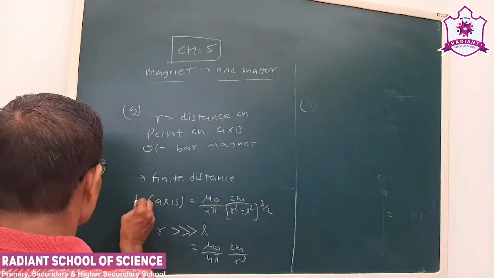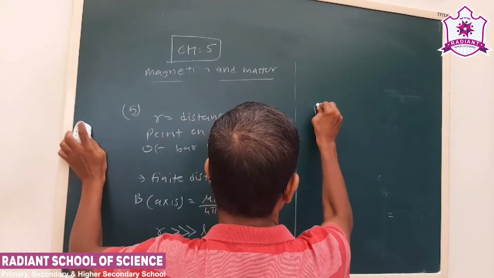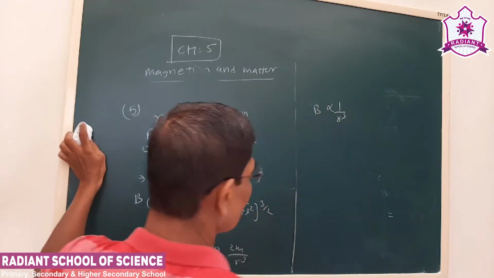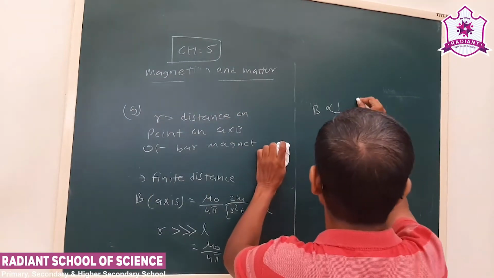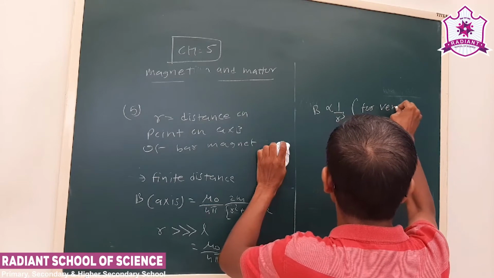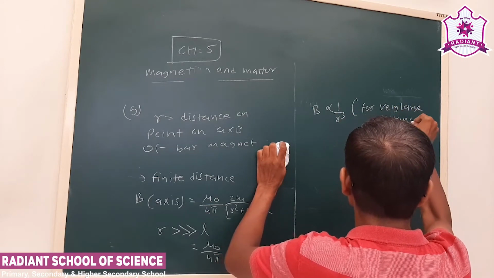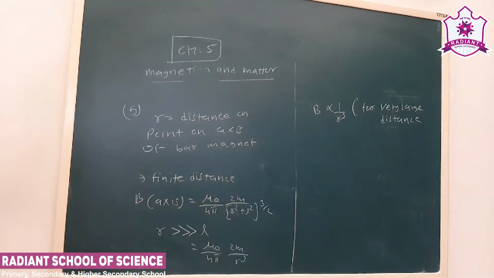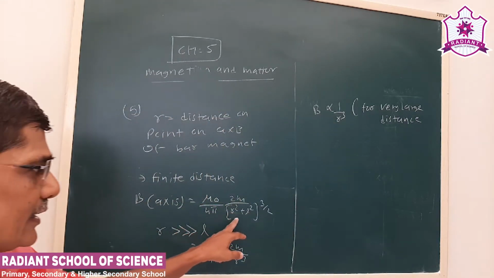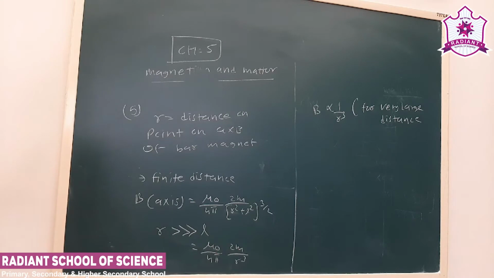see here we should have magnetic field. Okay, see for very large distance. But in that case, for finite distance, it will vary accordingly, according to the equation.